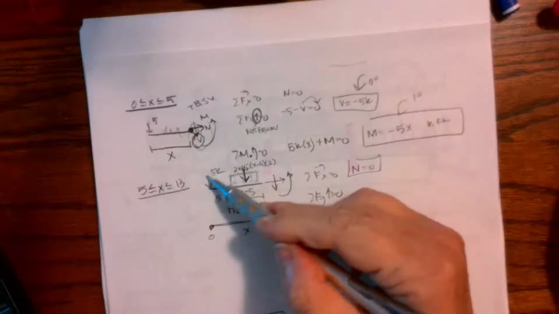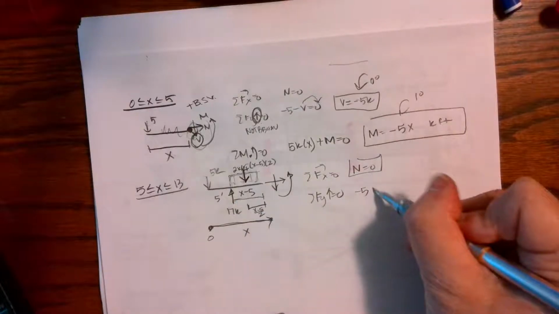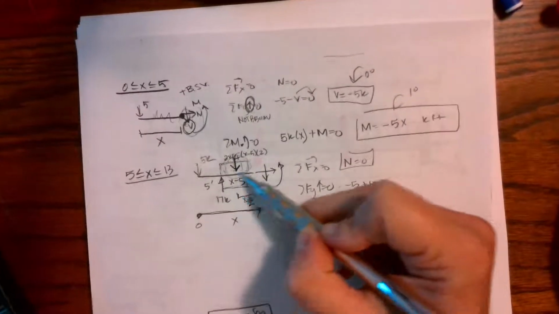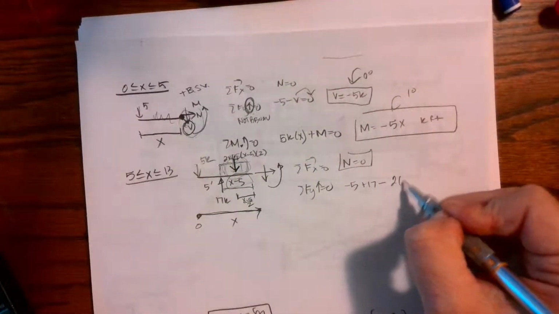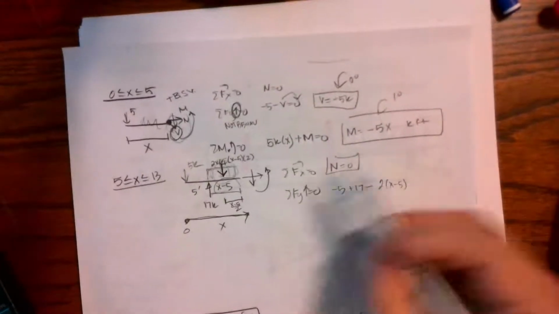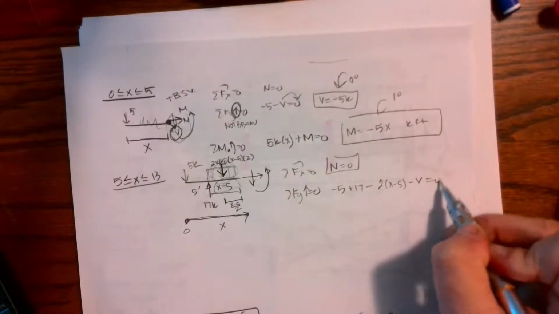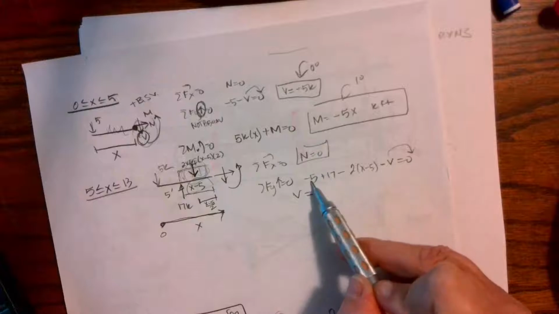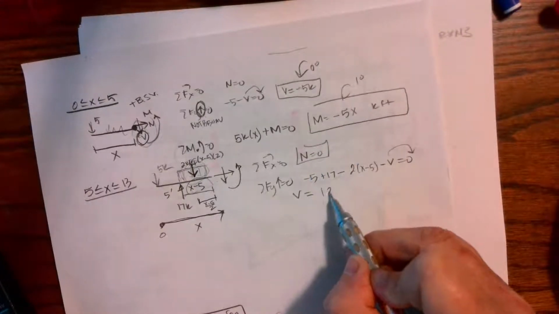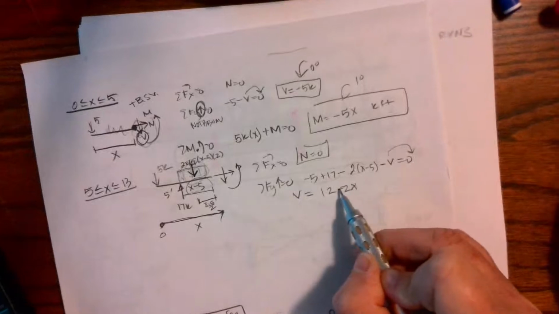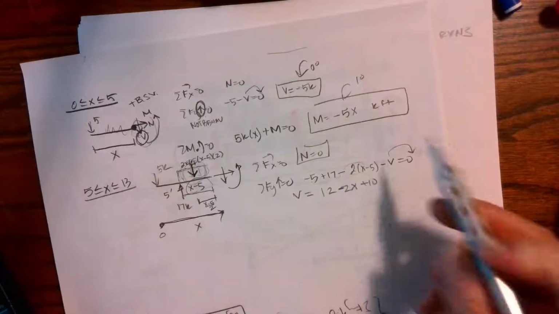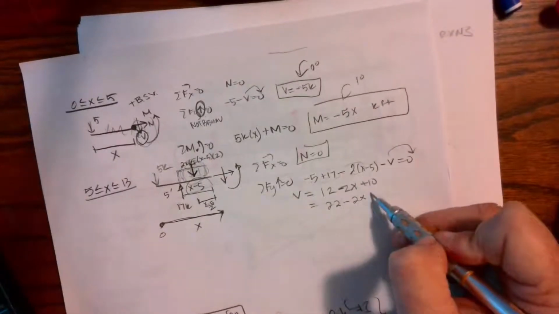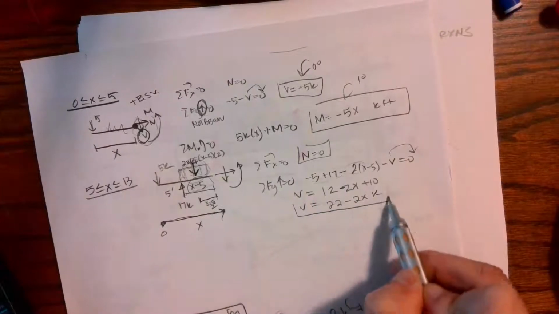I'm calling up positive. I have negative 5 plus 17 minus, area under the curve is 2 times base x minus 5, minus 2 times x minus 5, and then minus my shear equals 0. So we're going to isolate shear. We have negative 5 plus 17, so we're at 12, minus 2x, plus 10. So we get 22 minus 2x kips. And that's my shear equation.